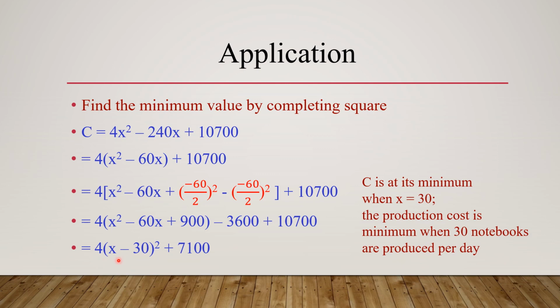And from here we can already know by heart that this is a graph opening upward. It means this number should be a minimum value when x equals 30. So we can conclude like this. C is actually at its minimum value when x equals 30, and the production cost is minimum when 30 notebooks are produced per day.